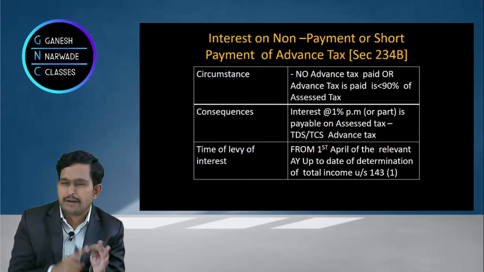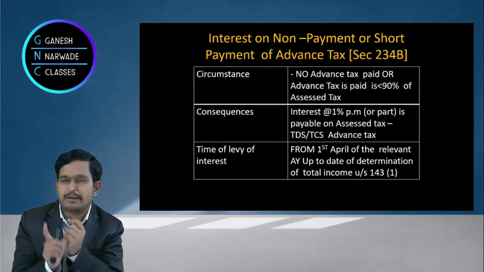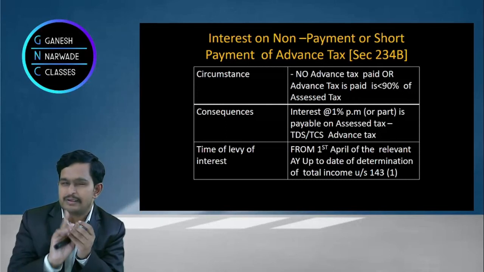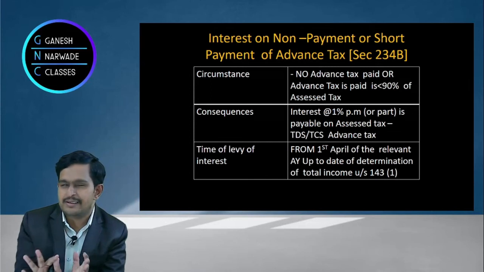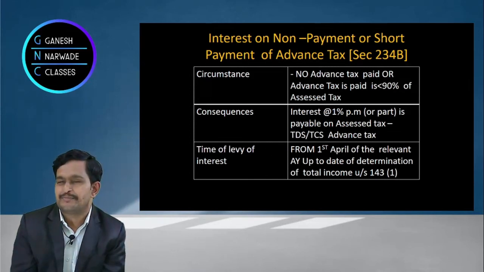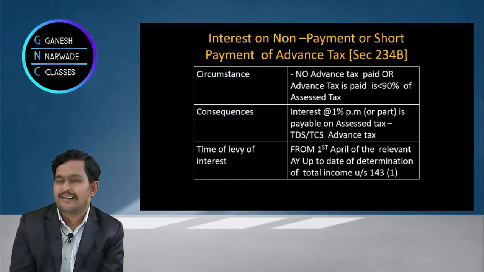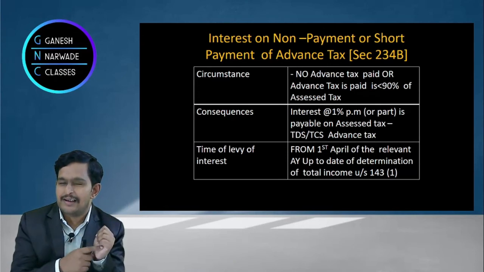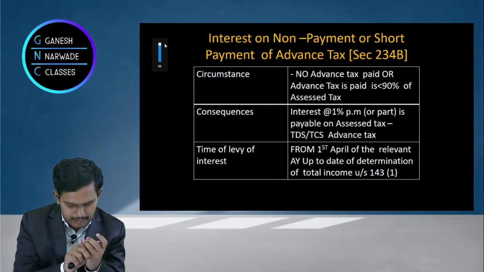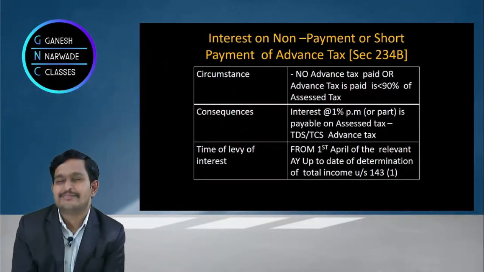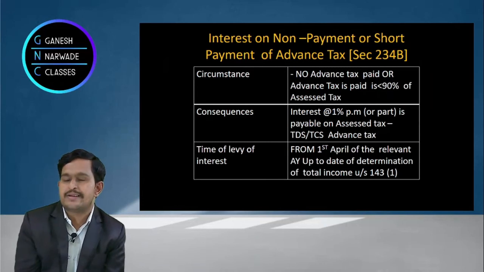Oh, that means April, May, June, July, August, September, October, November. Yes, November also, because 1 day of November is equal to 1 month. So you understood how many months? 9 months. Right? Yes. So again I am telling, April, May, June, July, August, September, October, November, 8 months. So 8 months interest would be charged.